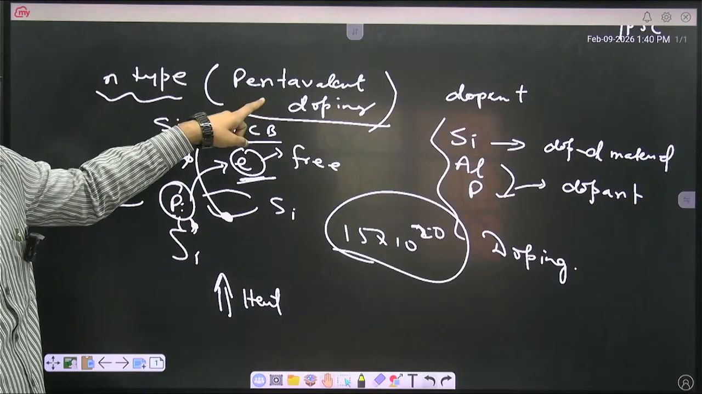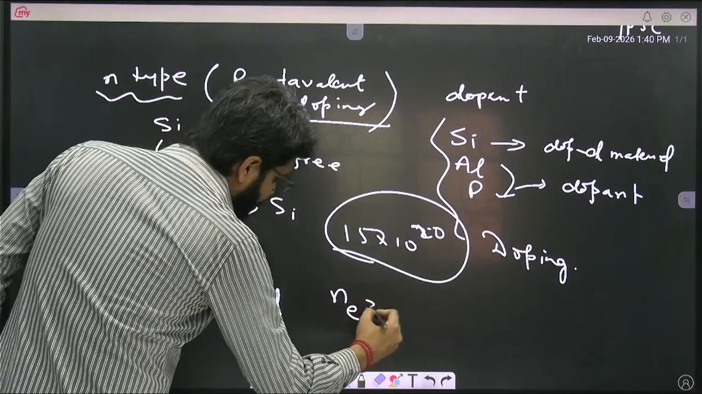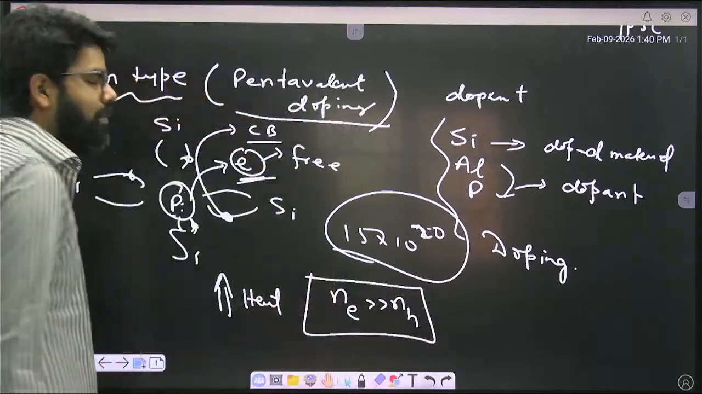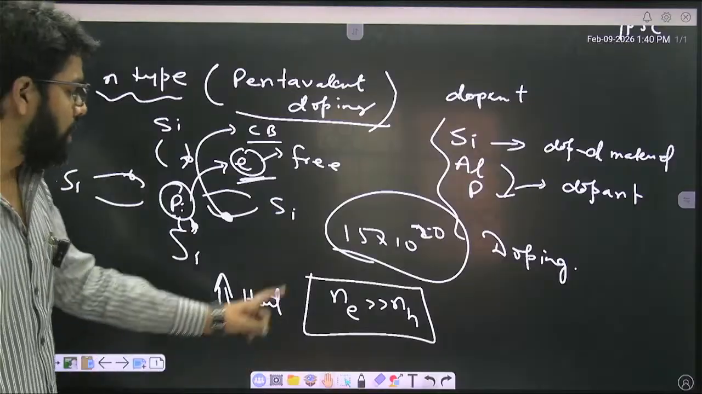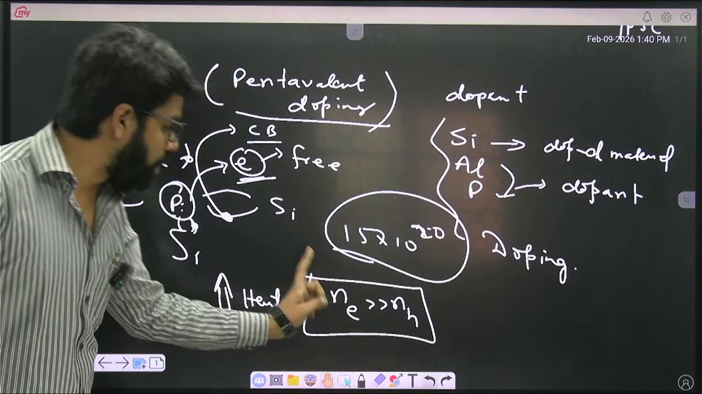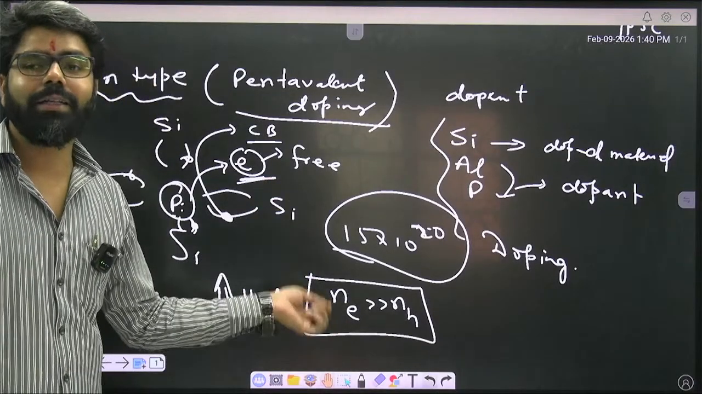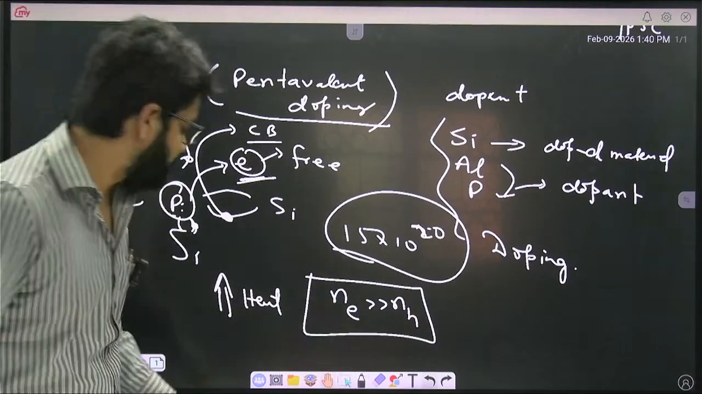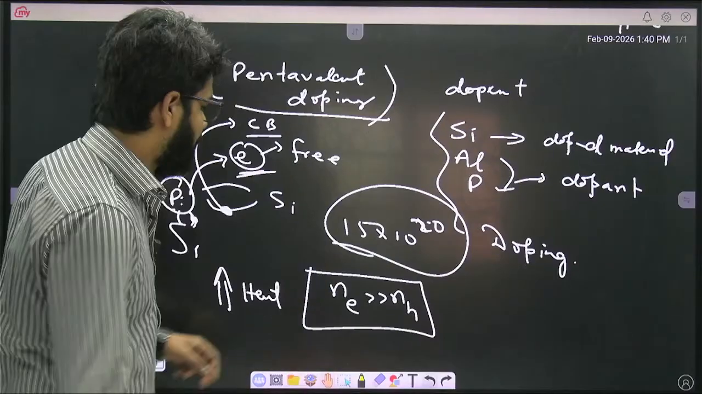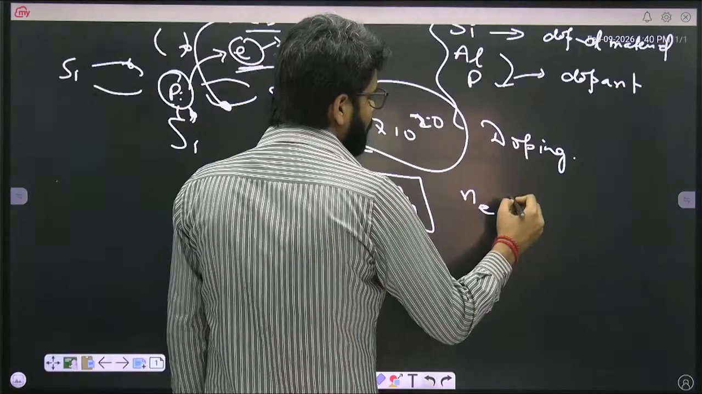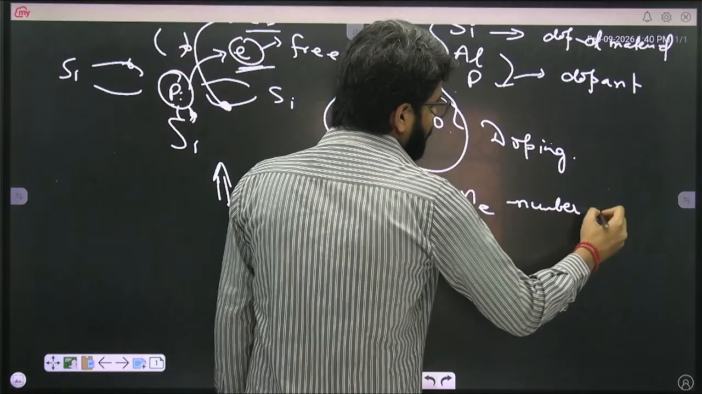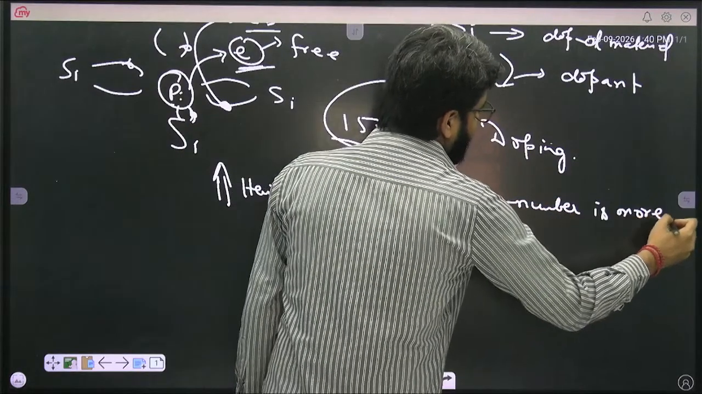So we see that Ne is very much greater than NH. So the electron number is more than the holes. That is why they are called N-type semiconductors, and N stands for negative. So in an N-type semiconductor, the number of electrons is more. That is why it is N-type semiconductor.